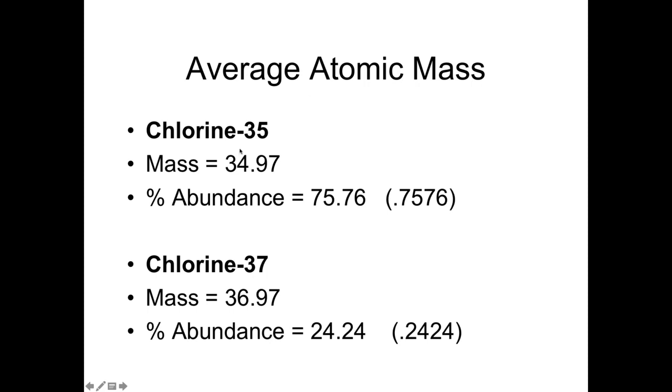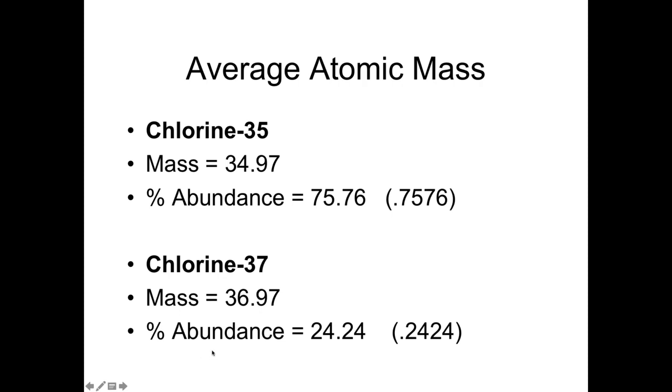So chlorine-35 actually has a mass of 34.97. The abundance of chlorine-35 in nature is about 75%. For chlorine-37, the mass is actually 36.97, and then the abundance in nature is about 24%.